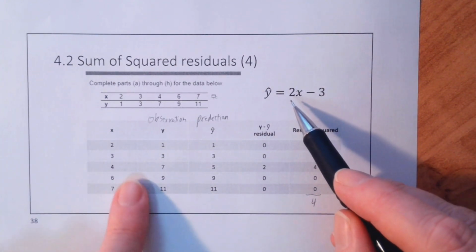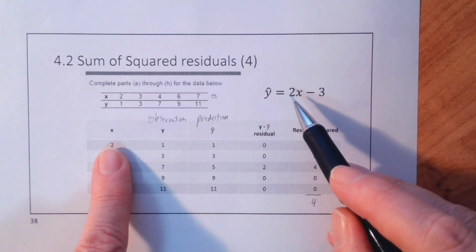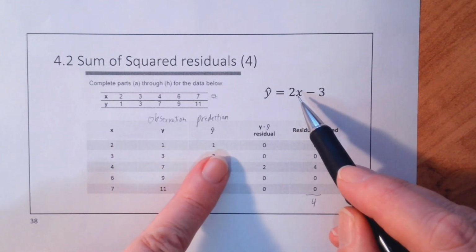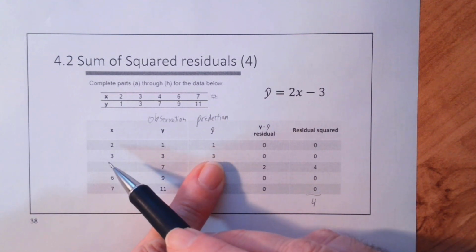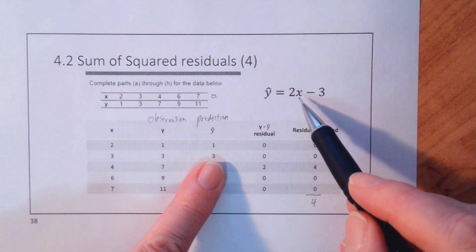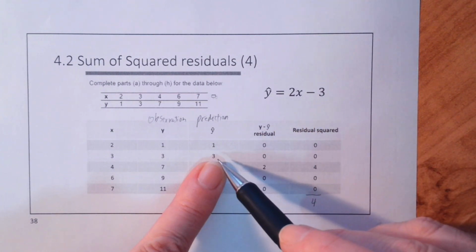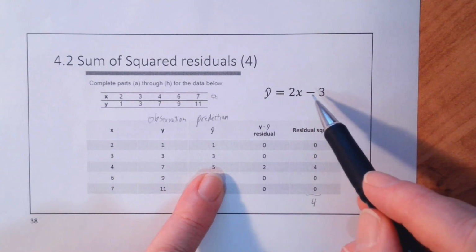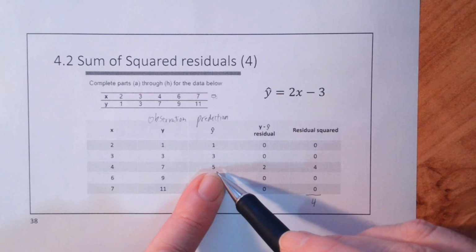And notice if you put in 2 for x, 2 times 2 is 4, and 4 minus 3 is 1, so that's y naught. If I plug in 3, you've got 2 times 3 is 6, 6 minus 3 is 3, and so that's this 3 here. If you plug in 4, 2 times 4 is 8, minus 3 is 5. That's where we got the 5.